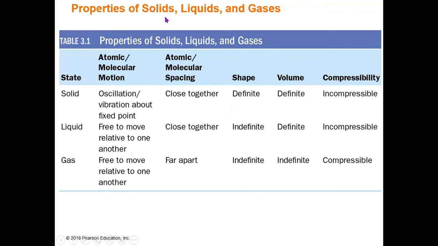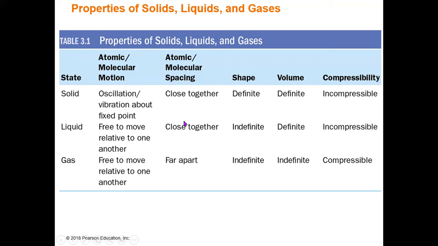So the properties of a solid, liquid, and gas are summarized in this Table 3.1. We have a few columns. The first is the state. We have solid, liquid, and gas. And then we see the atomic molecular motion, atomic molecular spacing, shape, volume, and compressibility. The first column of properties is the atomic molecular motion. In solid, the atomic or molecular motion is oscillation, vibration about a fixed point. For liquid, the atoms or molecules are free to move relative to one another. For those in gas, they are also free to move relative to one another.